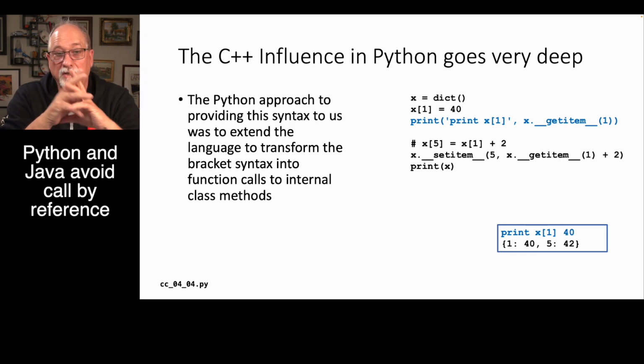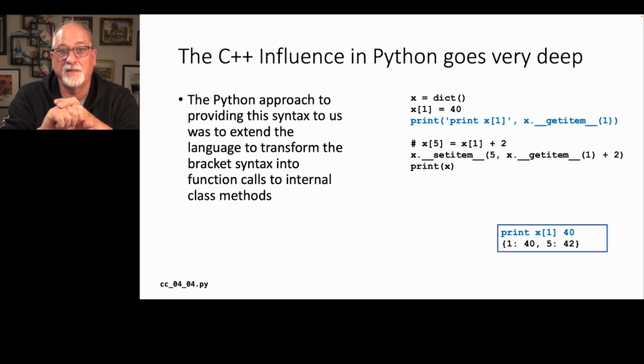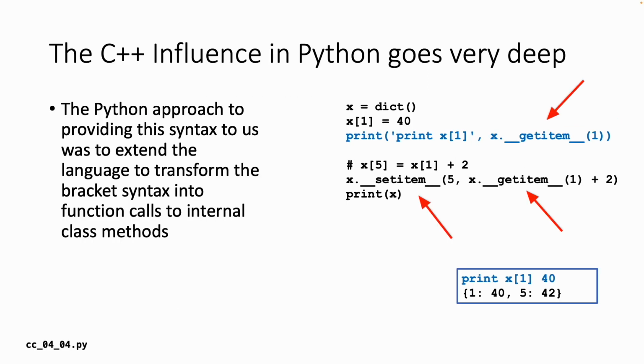But they didn't want to do the call by reference and return reference that C++ did. And so what they did is they did basically a syntax transformation. If you look, Python is in a sense very Java-like in that everything has to happen through methods. But then there's these hidden methods. Okay, let's take a look at the code.